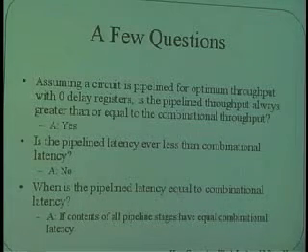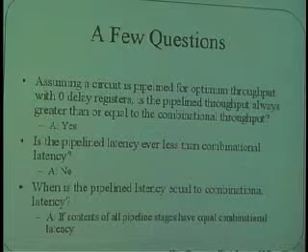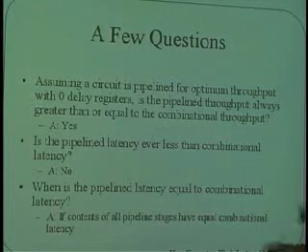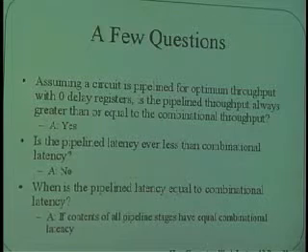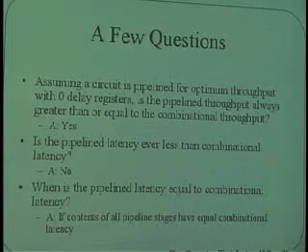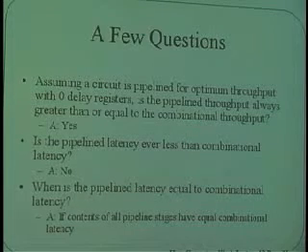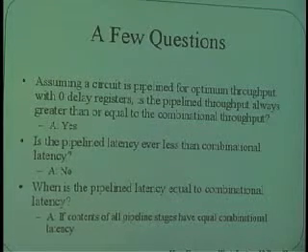Assuming a circuit is pipelined for optimum throughput with 0 delay registers, in other words, the setup, the hold times, the combination times, and the propagation times are assumed to be negligible. Is the pipeline throughput always greater than or equal to the combinational throughput? The answer is yes. Who wants to say why?